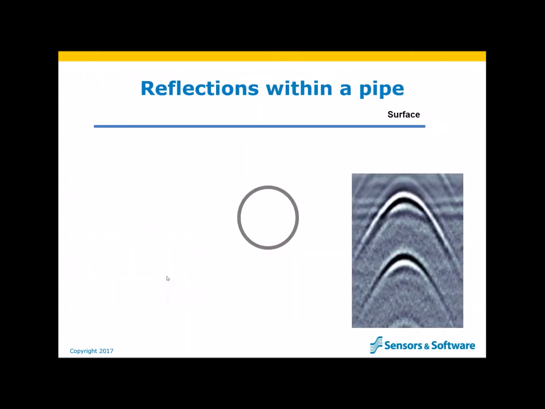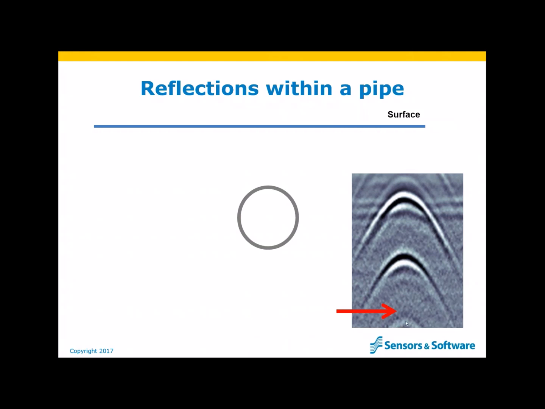Okay, now that you have learned that GPR energy can become trapped in a layer and bounce many times, let's go back to the non-metallic pipe we discussed earlier. If you look at the bottom of the GPR data image, you can see the top of a third hyperbola. The first hyperbola is the reflection from the top of the pipe. The second hyperbola is the reflection from the bottom of the pipe.